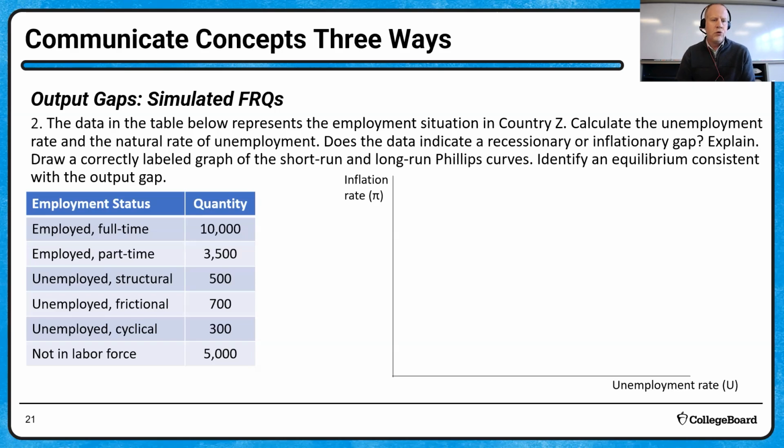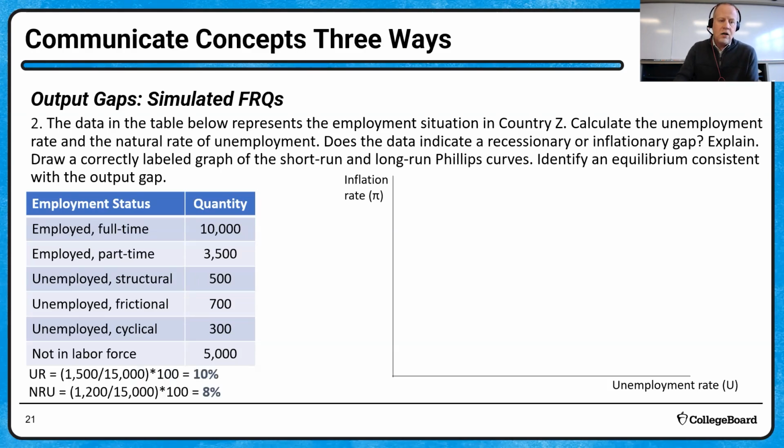How many people are employed? Well, 13,500. How many are unemployed? Total, 1,500. What is my labor force? Total, 15,000. I'm going to jot that down somewhere because I'm going to need that information, especially in this case, when I'm being asked to calculate a couple things. So have that information ready. Once you have it, it becomes a much easier question.